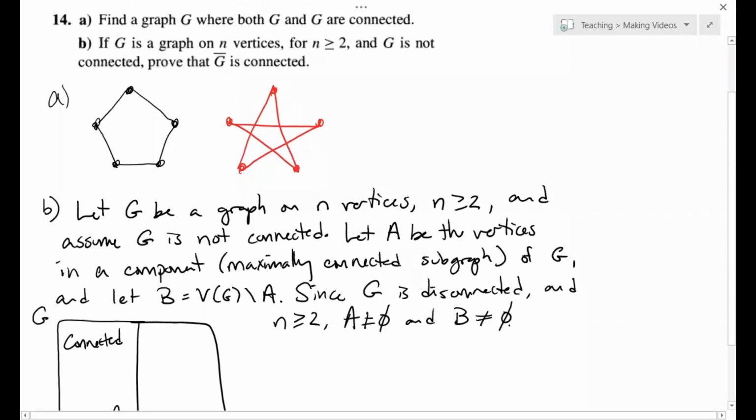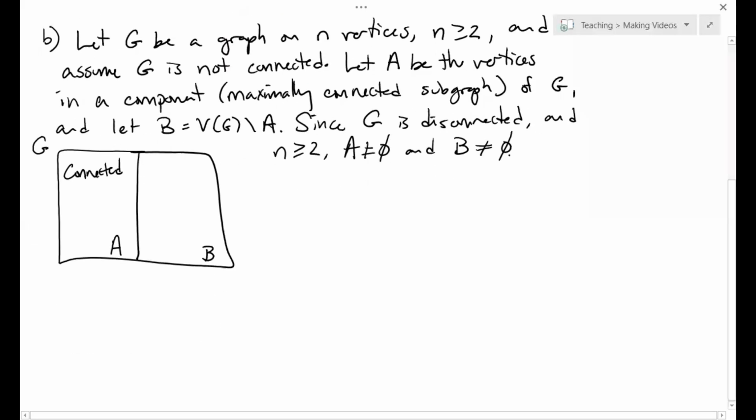So how do I show G bar is connected? How do I show complement is connected? I need to show that for any 2 vertices I pick, I can find a path from one to the other. So let's do that. Let U and V be any 2 vertices of G bar. I'll just emphasize that. I'm going to find a path from U to V in G bar.